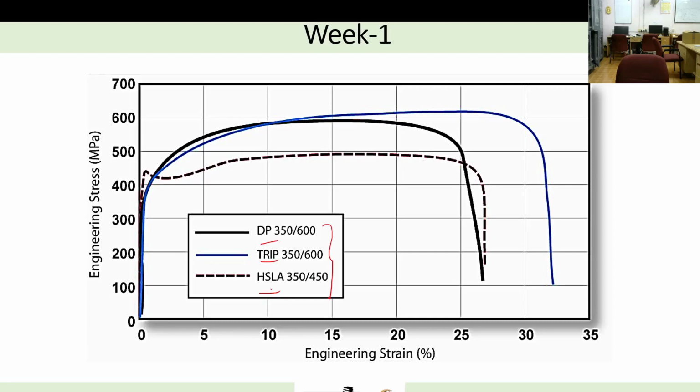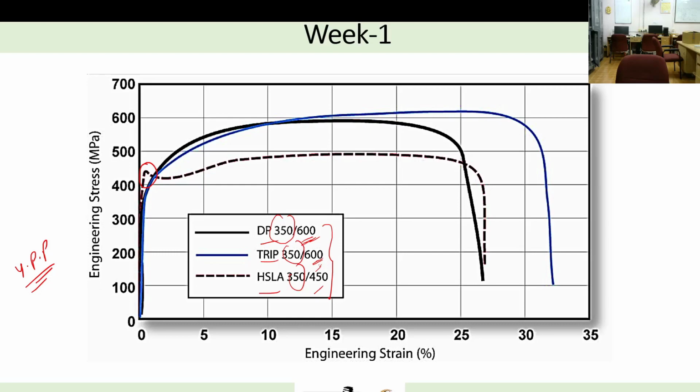If you see the engineering stress-strain curve of these three steels, for a given yield strength, that is 350 for all these three, you can see the fracture strength, or the ultimate tensile strength I think it is, the maximum strength that you are going to get, will be different for a given yield strength. And one bad thing about this HSLA steel is, you can see here, this steel is undergoing a phenomenon known as yield point phenomenon. So what is that phenomenon? Does anyone know the yield point phenomenon?